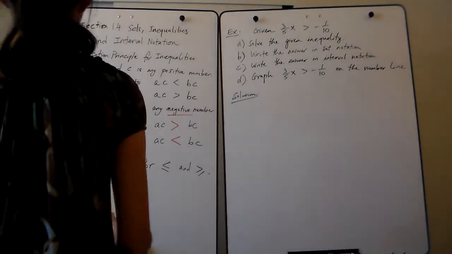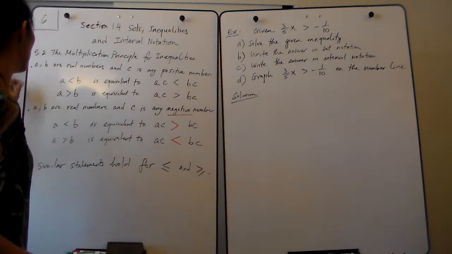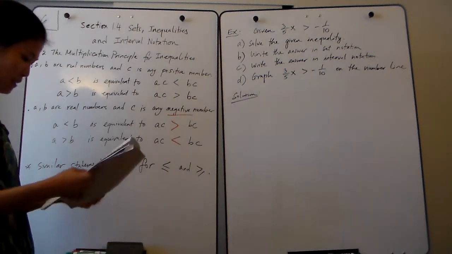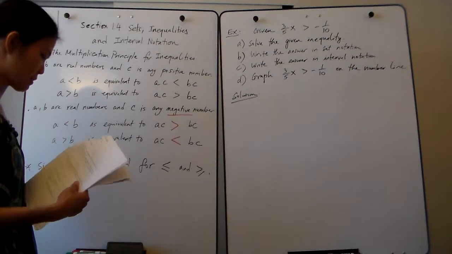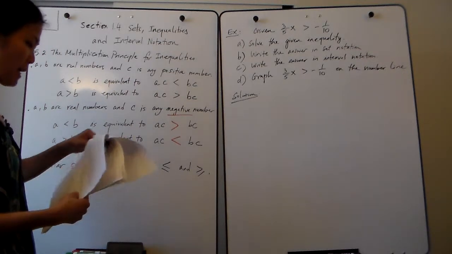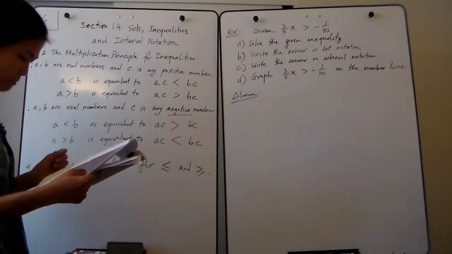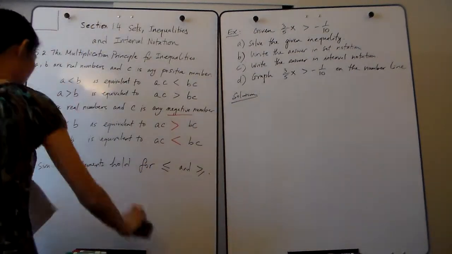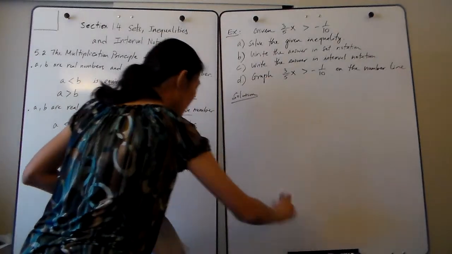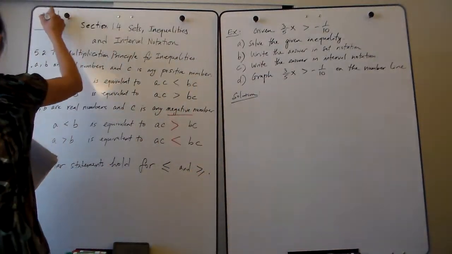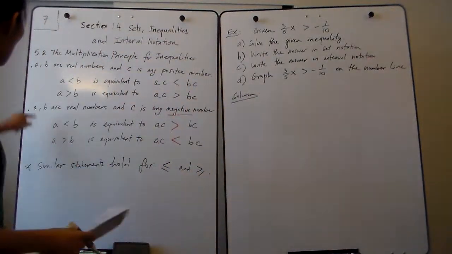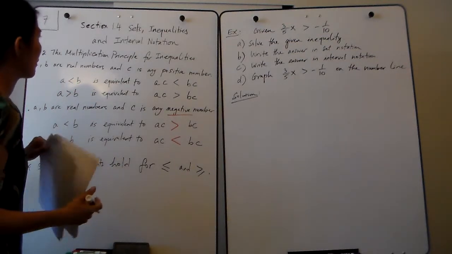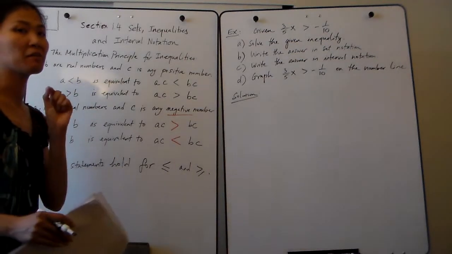Okay, let's talk about 5.2, the multiplication principle for inequalities. You can find this starting from page 7. It's very similar to the multiplication principle for equations, but there are differences.